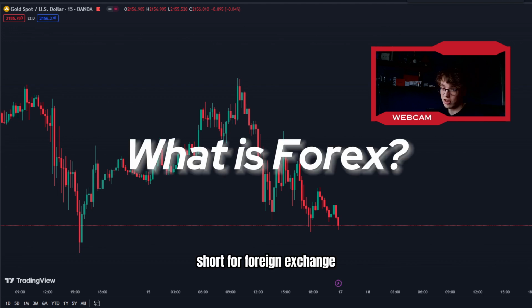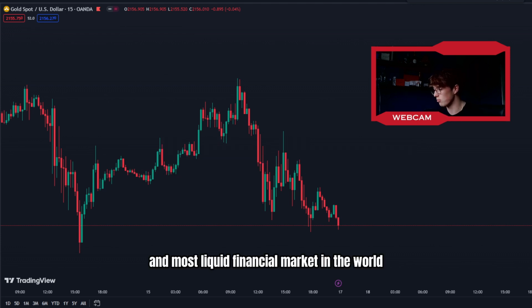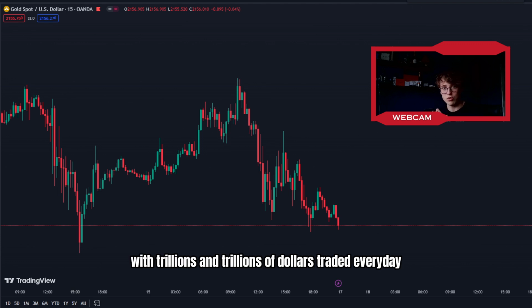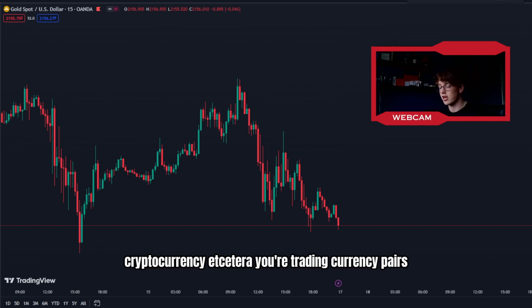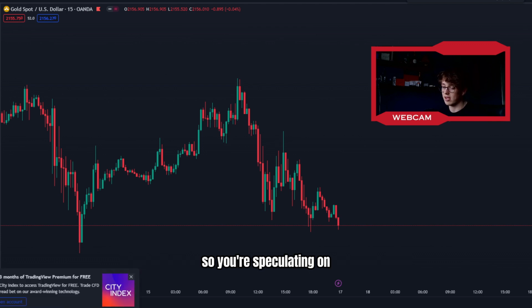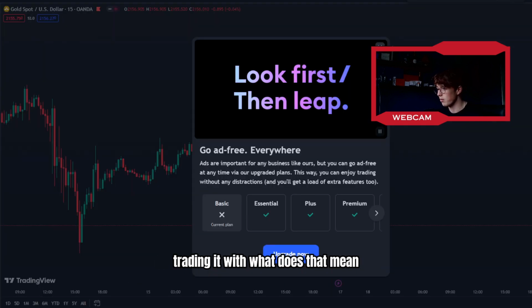Forex, short for foreign exchange, is a global currency exchange marketplace. It's the largest and most liquid financial market in the world, with trillions and trillions of dollars traded every day. Now, one unique aspect of the Forex market is that it involves trading currency pairs. So, instead of just trading a particular stock, cryptocurrency, etc., you're trading currency pairs. Now what this means is that you are backing one currency against the other, so you're speculating on the relative strength of each currency compared to the counterpart that you are trading it with.